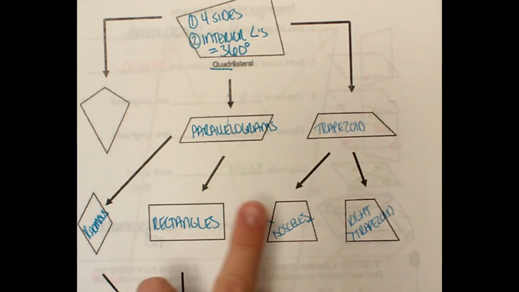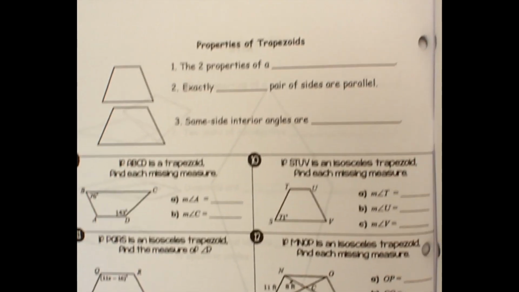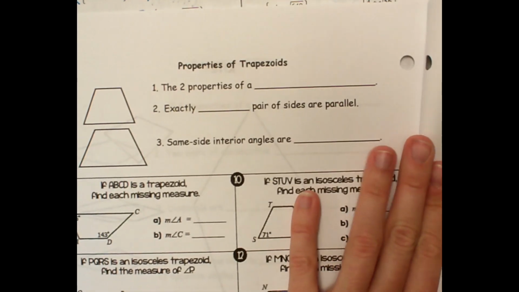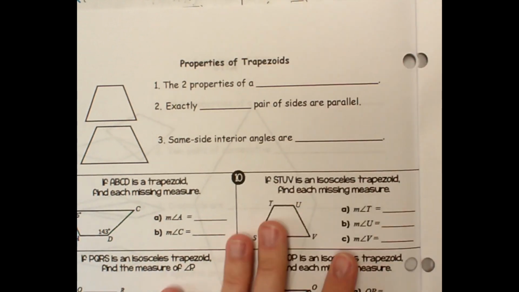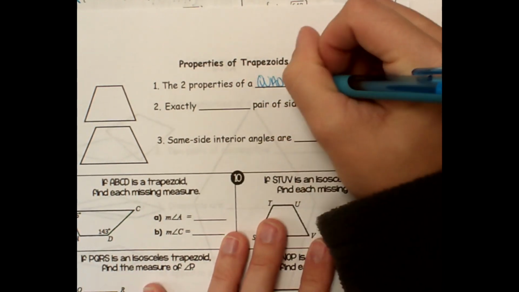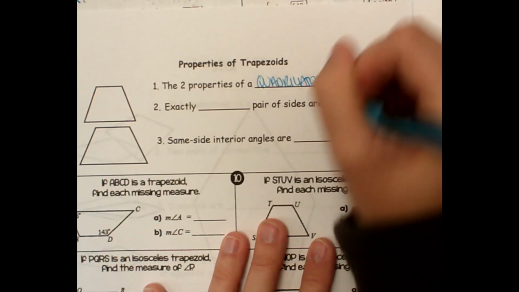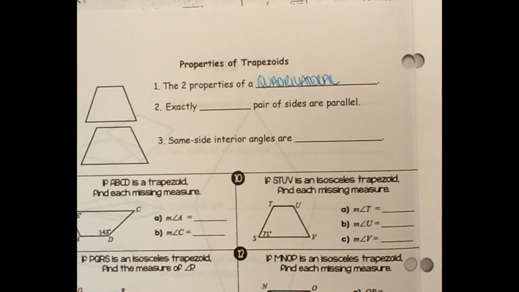If it's an isosceles, that means that these two sides are congruent. Your right trapezoid means that it has a right angle. So let's open it up to properties of trapezoids. And we'll start here. Like it showed on your family tree, it has the two properties of a quadrilateral, meaning your interior angles add up to 360, and it has four sides.